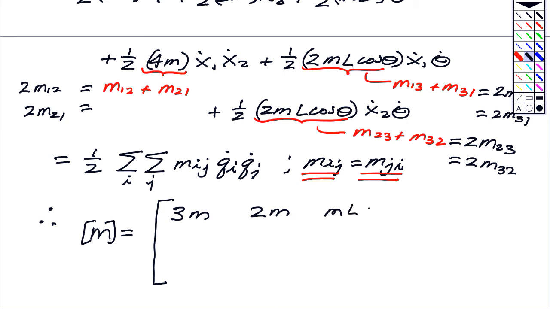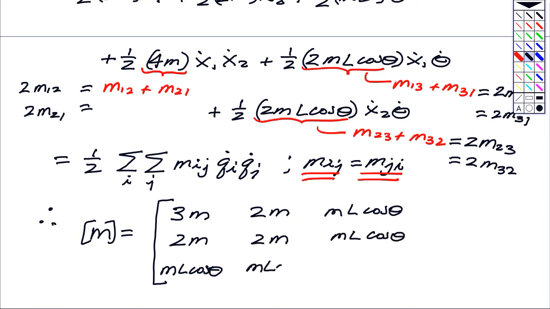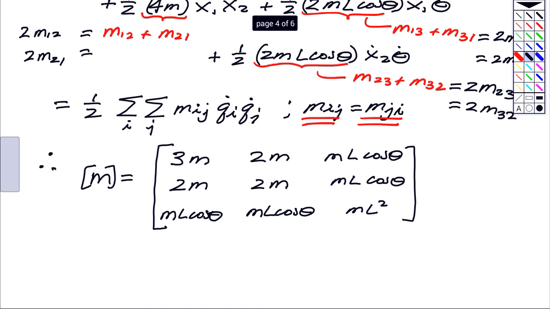ml cosine, 2m, ml cosine, 2m, ml cosine, ml cosine, and ml squared. So this is what just comes out of our inertia coefficients.